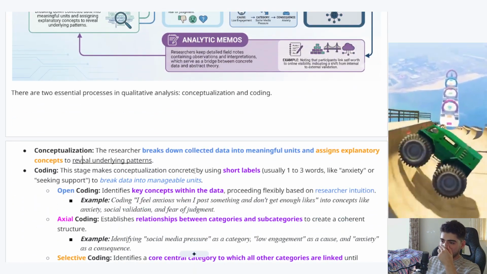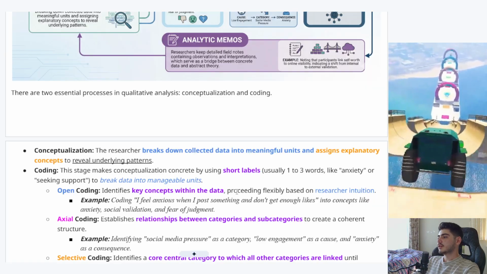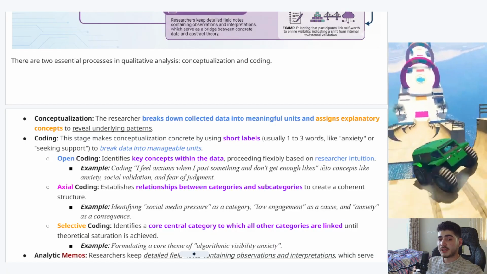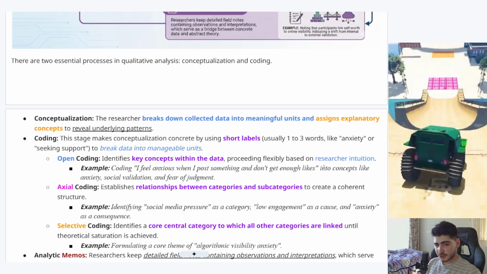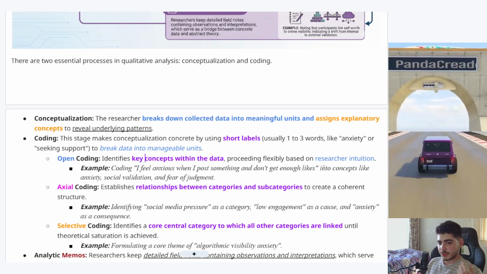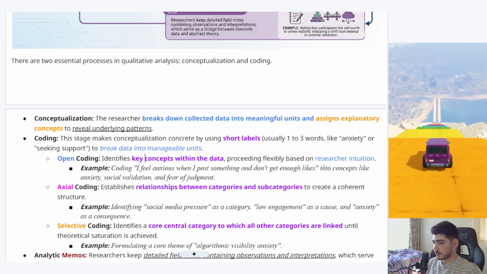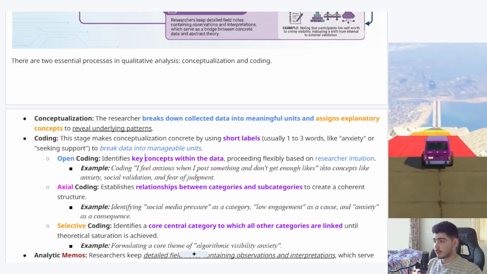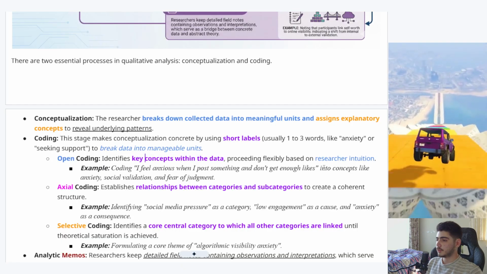So the first one is open coding, which identifies key concepts within the data. And it proceeds flexibly based on the researcher's intuition, because we don't know much about these concepts. So we are just starting our research. So we are just coding things as we see them fit, because we just don't know enough about the subject to actually assign concrete values. For example, coding, I feel anxious when I post something and don't get enough likes, into concepts like anxiety, social validation, and fear of judgment.